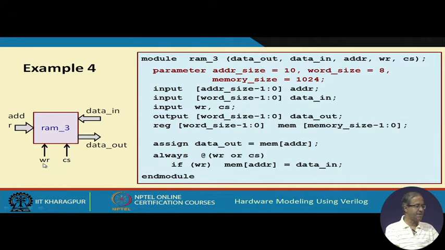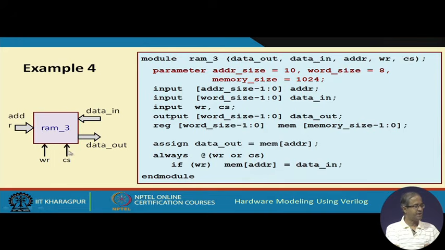What is meant is that write works as both read and write. If the write signal is high, it means write; if the write signal is low, it means read. So it is like write slash read bar. I am just assuming that this kind of signal is there. So, let us see how the module definition will look.